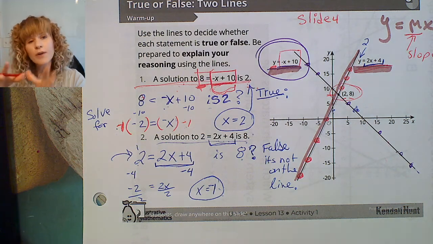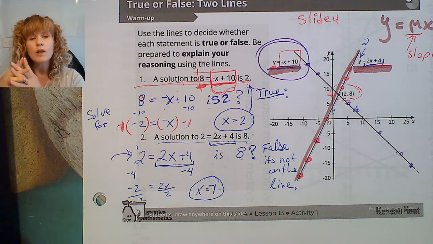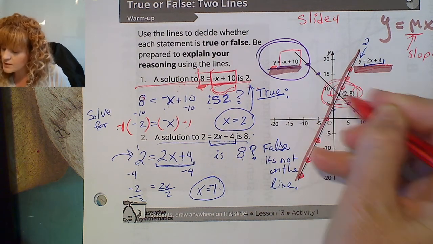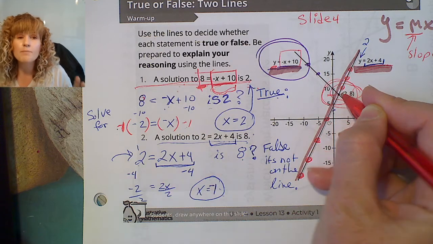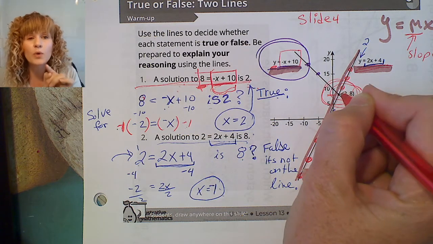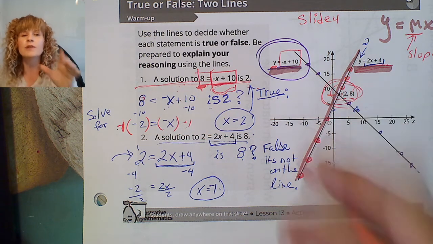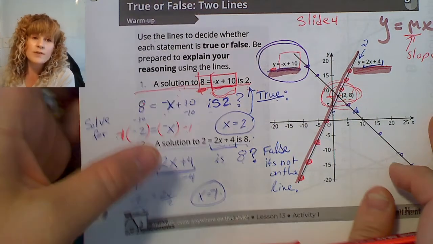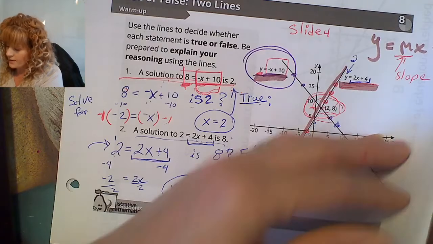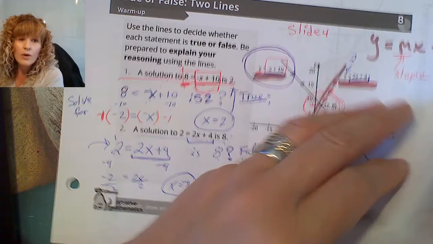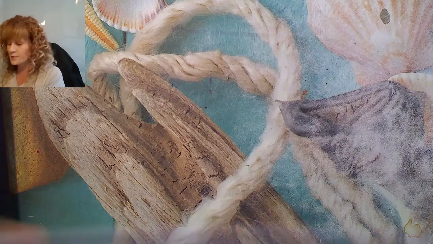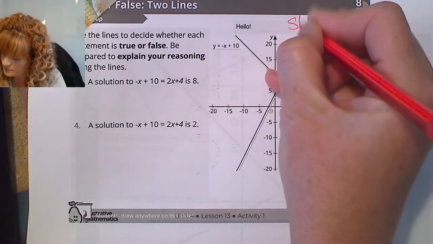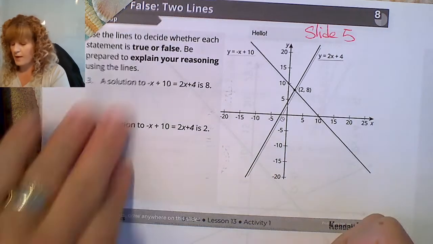Now, don't forget the learning goal of the last assignment was to recognize where these two lines cross, they share the same point. That point has the coordinates that are the solution to the system of equations. Only where they cross do they share the same coordinates. Okay, let's keep going. That was just a little review. Pause the video and write down what I said if you need to. Next problem. This is slide 5 for you. So go ahead and write in your notes, whatever.